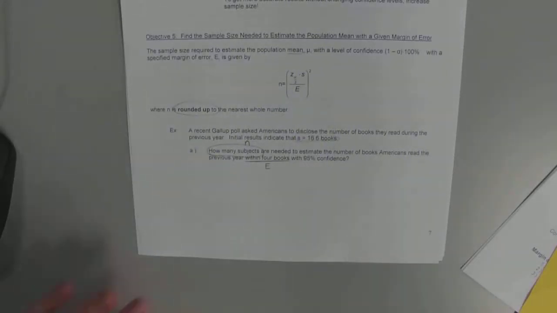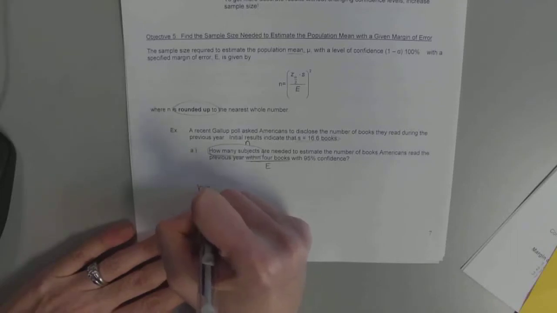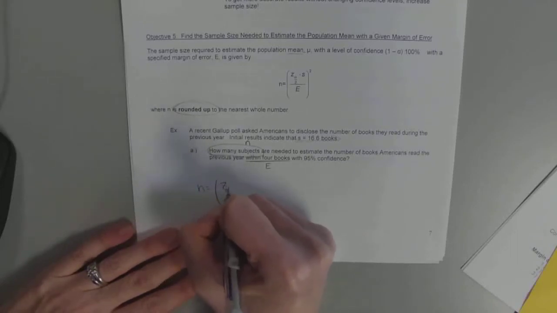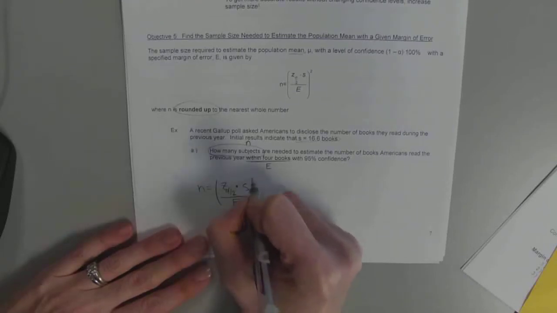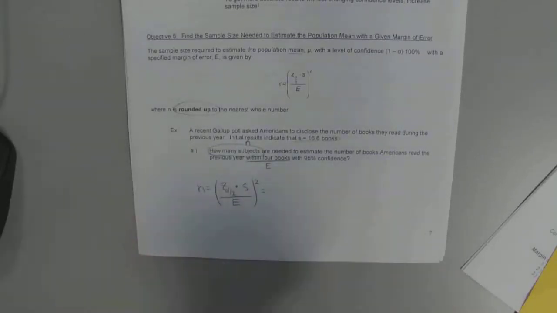All right, I'm going to write the generic formula. n equals, parentheses, z alpha over 2 times s all over E, and the whole thing is squared. Let's go ahead and fill in our s and our E, because they are obviously given to us. Let's leave a gap to fill in our z. We'll come back to it, okay?